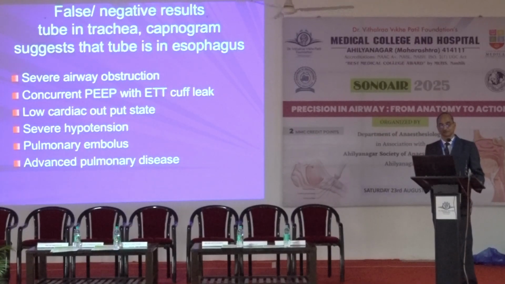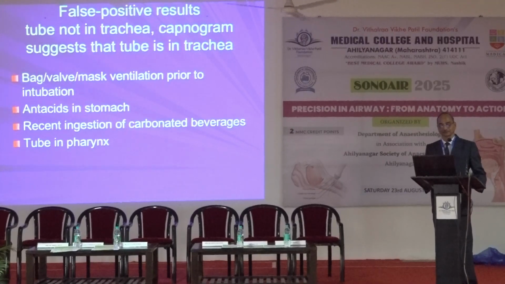Now what are the false negative results? The tube is in the trachea, but the capnogram suggests that the tube is in the esophagus. This can occur in cases where there is a severe airway obstruction, concurrent peak and endotracheal tube cuff leak, in low cardiac output states, in severe hypotension, in pulmonary embolism and advanced pulmonary disease. So these are the false negative results which you will get in such situations.